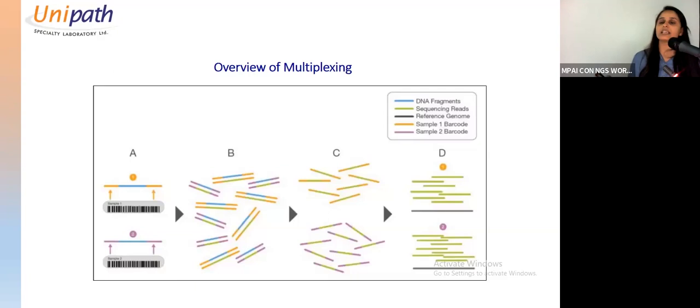Multiplexing is when you are combining the data. But once you get the data, again, what you are trying to do is separate all of them. Whatever you have pooled, you are taking them back. You are separating them using the barcodes which have been added.